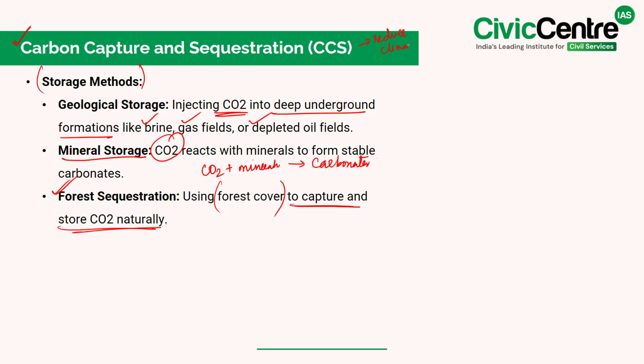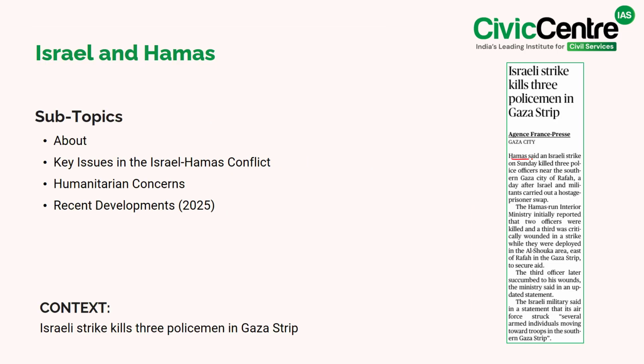Now, moving to the next article, it says that Hamas said an Israel strike on Sunday killed 3 police officers near the southern Gaza city of Rafah, a day after Israel and militants carried out a hostage-prisoner swap. Now, in this context, let's talk about Israel, Hamas, and also about the Gaza city.